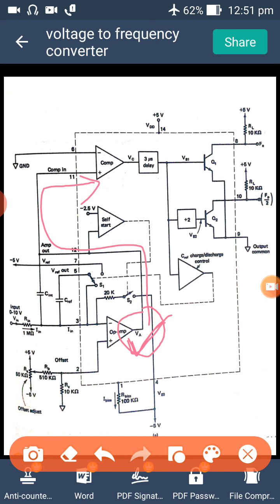This VA is given to the comparator. The comparator output will be given to the 3 microsecond delay circuit, which will be delaying the output of the comparator by 3 microseconds. Then the output of this 3 microsecond delay is given to 3 more places here. One to transistor Q1, one more to the divided by 2 circuit, then it is given to the charging and discharging control circuit, right? Then how does it operate?